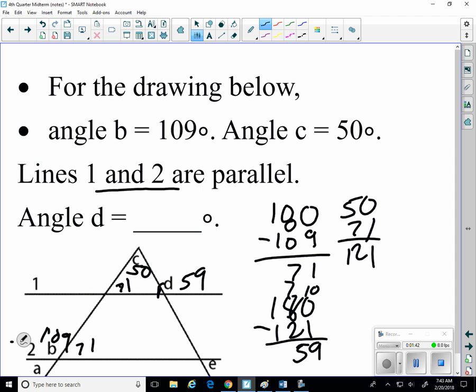Oh, sorry. No, D is not 59 degrees. This angle right here is 59 degrees. And so D would have to be 180 minus the 59. So that gives us 121. So D is 121. That's what they were asking. They were asking for D, 121.